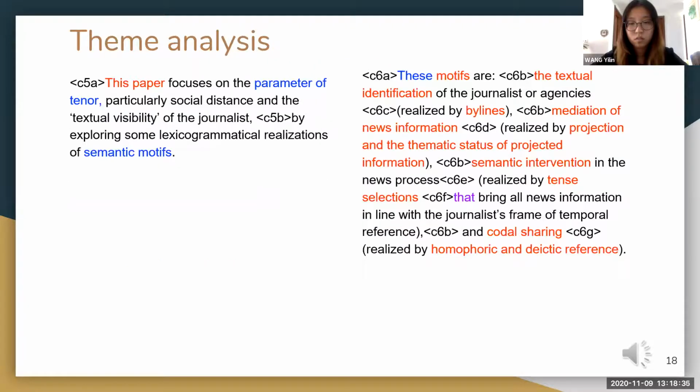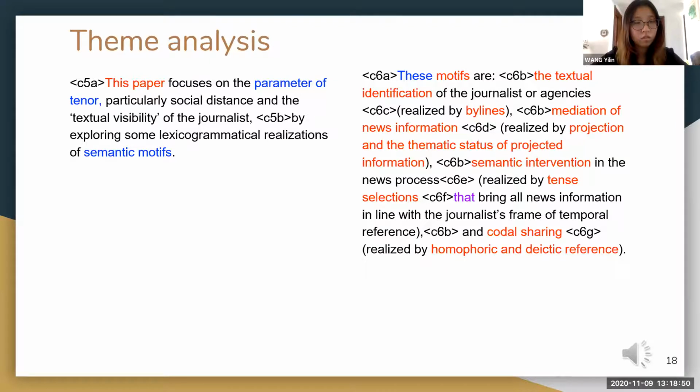As for paragraph 5, it started with the theme this paper. Later in the sentence, the writer mentioned the parameter of tenor. This is the same progression, because the parameter of tenor was mentioned in the previous paragraph.